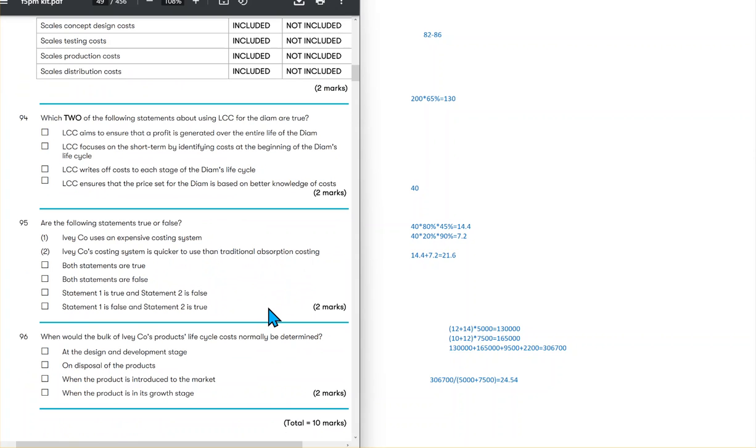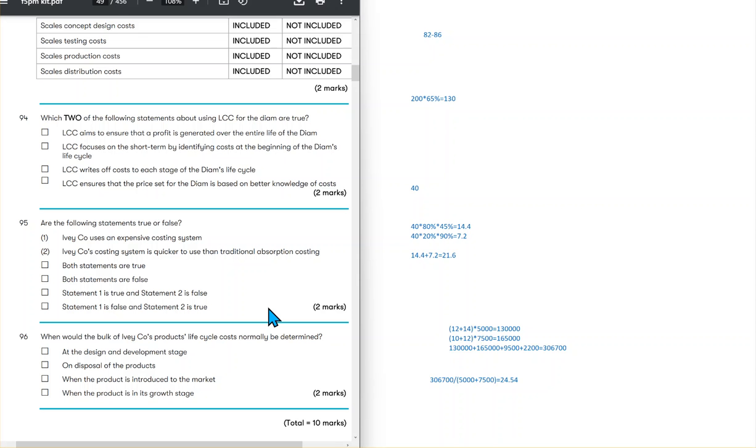Are the following statements true or false? Iveco uses an expensive costing system. Iveco's costing system is quicker to use than traditional absorption costing. Iveco uses an expensive costing system. The statement is true because getting all the information for the life cycle of the product will be a very difficult job, so it will cost money. So it is an expensive system.